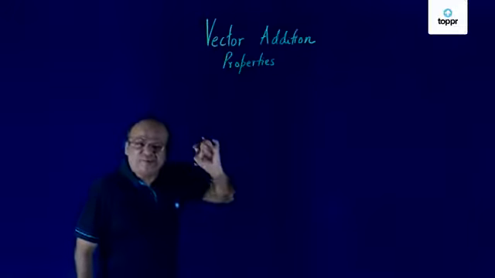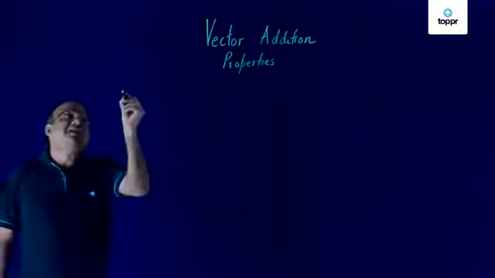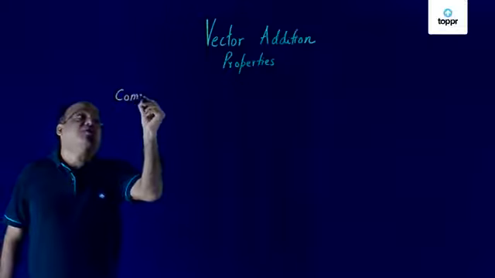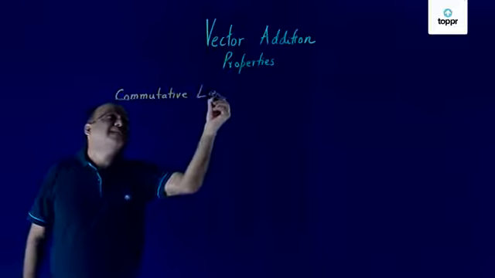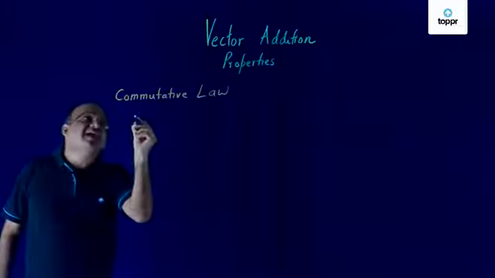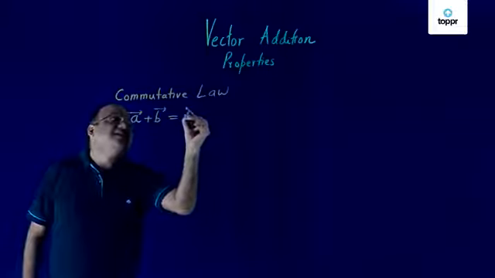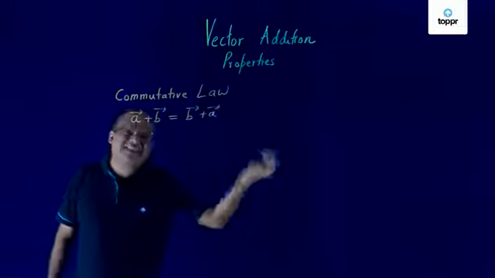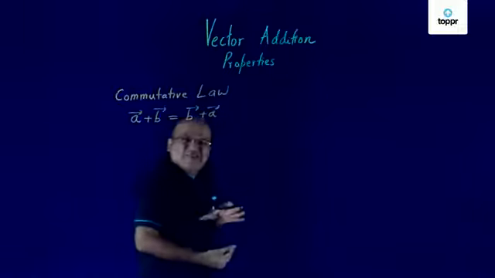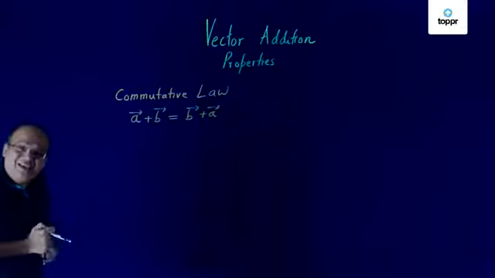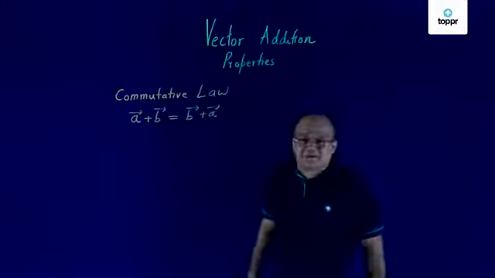Now we'll learn some properties of vector addition. One property is called commutative law. Commutative law means we can add vectors in any order. A vector plus B vector will be same as B vector plus A vector. This is called commutative law. Right? Simple. Name itself is difficult, otherwise the law is simple. A vector plus B vector is equal to B vector plus A vector.